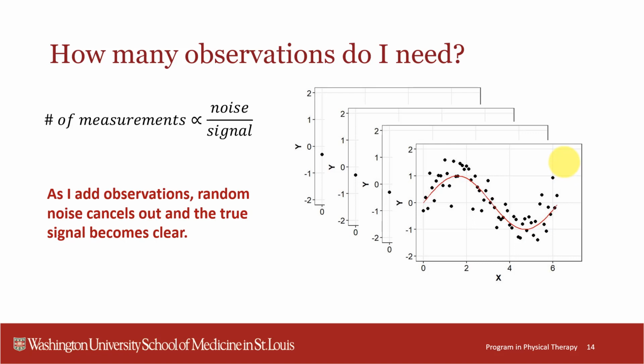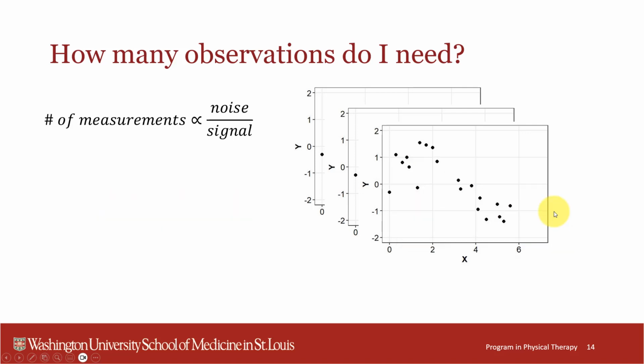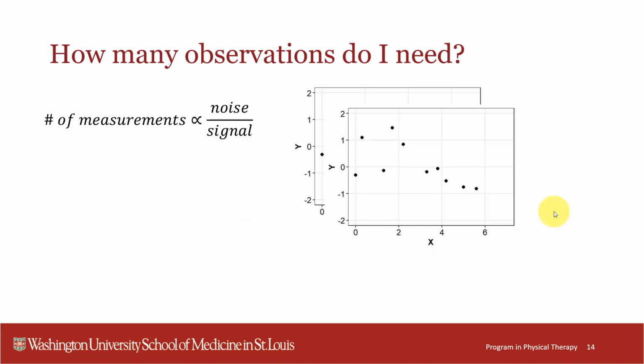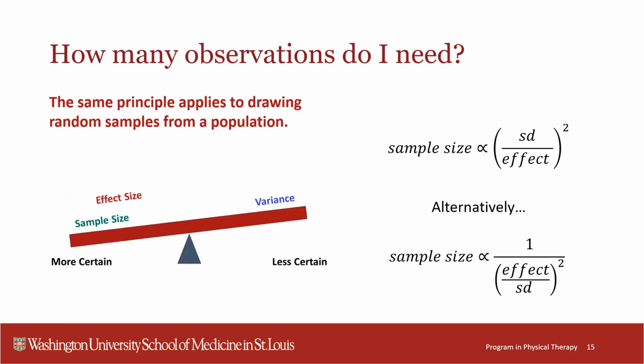And in this case, there's a sinusoidal relationship between x and y. Once I take about 60 observations, that's super obvious. Whereas when I had 10 observations, that's not obvious, and I couldn't tell the difference between a sinusoidal waveform and just a linear trend. The same principle is going to apply when drawing random samples from a population. And like we talked about in the last video, there are a few different factors that are going to affect statistical power.